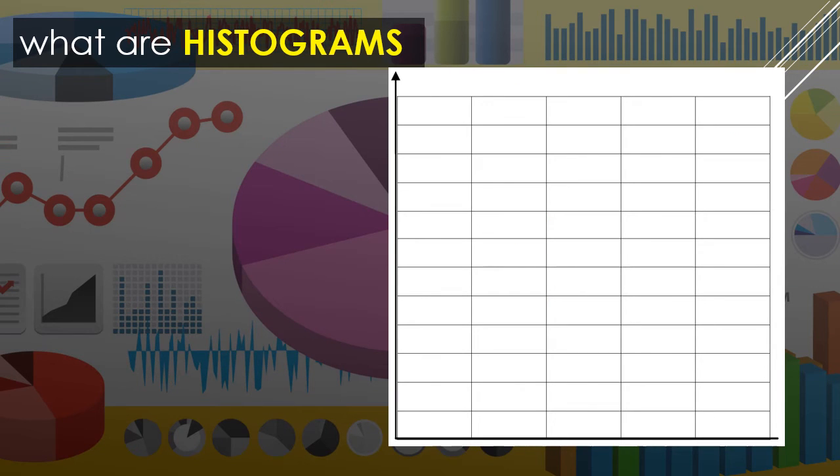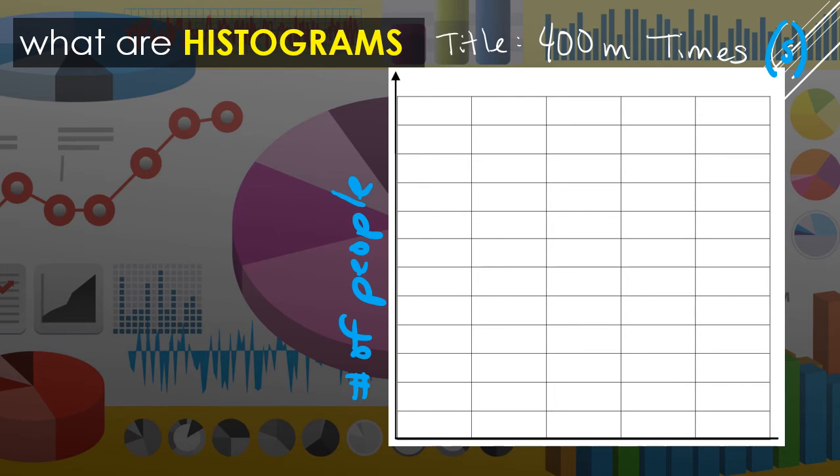So now that we have our data completed, let's go ahead and draw our histogram. And so here we have our title. So I'm going to put my title right up at the top. This is going to be 400 meter times. And so the times is going to be in seconds. Sorry if that's kind of a little bit hard to read. So we're in seconds here. So vertically here, these are going to be the number of people. So these are the number of people that ran those times.